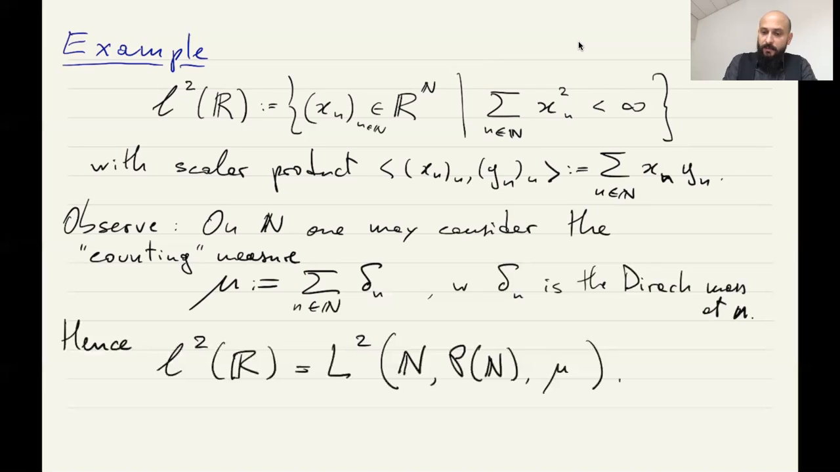Because exactly, if you have a function valued into R on this space, this is exactly a sequence, and having finite L2 integral is exactly the integral of the square function being finite. Okay, so since we can see this example as an L2 space, then we have that this little L2 is a Hilbert space.